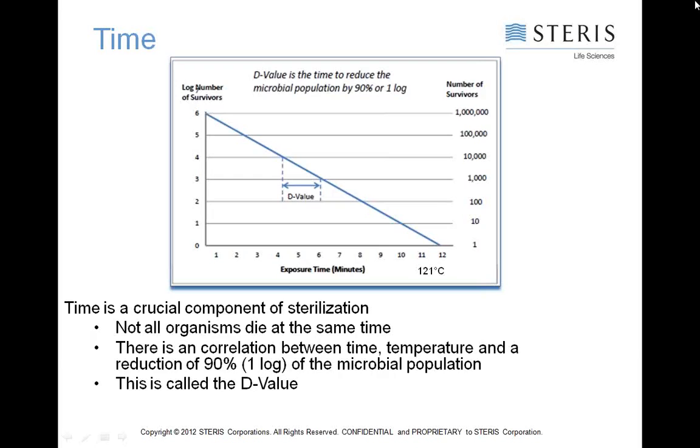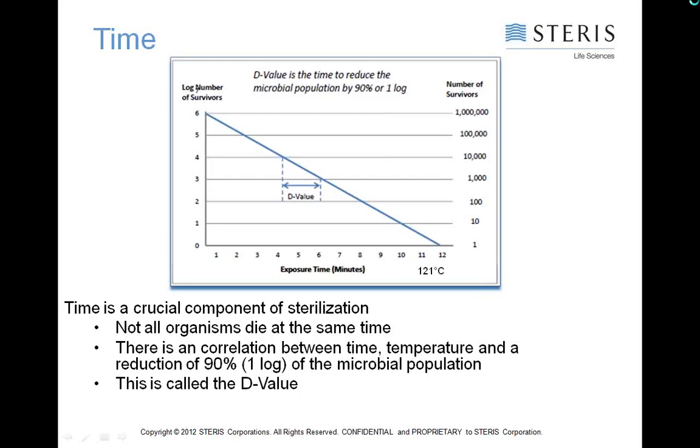Now you also see on the chart that right there in the corner, 121 degrees Celsius, because there's a correlation between the time and the temperature, so that if you increase the temperature, you can decrease the time. So the second critical factor, alongside with the time, is the temperature of the saturated steam. Right in the middle of this chart, you can see 250 degrees Fahrenheit or 121 degrees C, and there's the 12 minutes that we referenced on that log reduction chart that it took us to get down to 0, and it took 12 minutes.